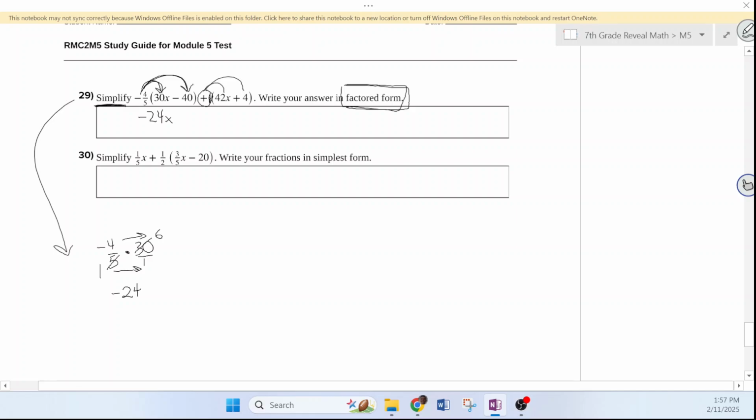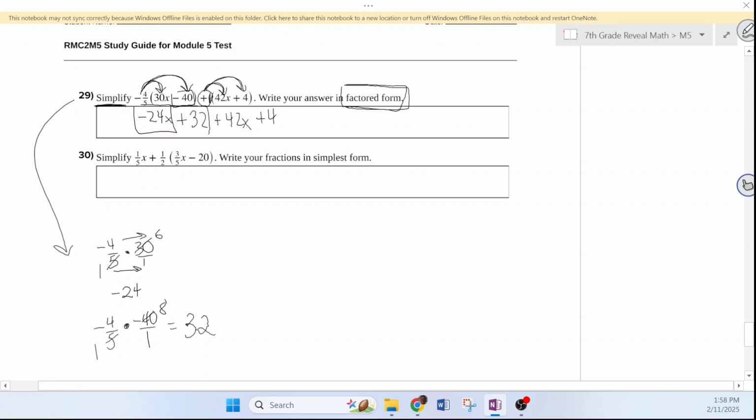Distribute to there. That's negative 4/5 times a negative 40 because of the minus, right? So then I put it over 1, cross simplify, and I have a negative 4 times a negative 8, which gives me positive 32. So this is going to be plus 32. Now I distribute my 1's, it's 42x and plus 4.